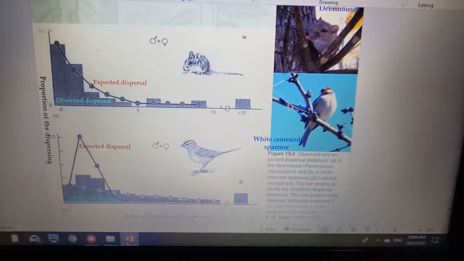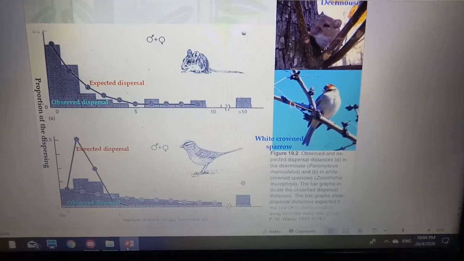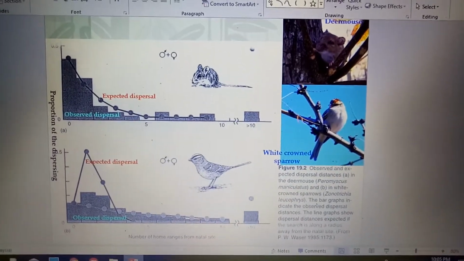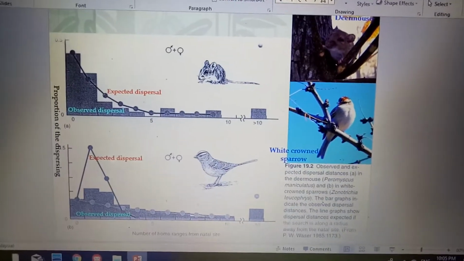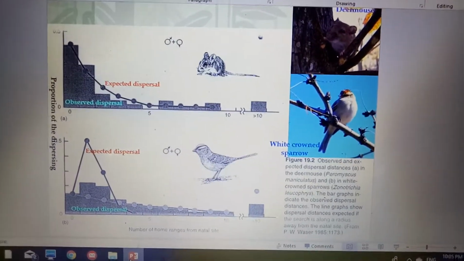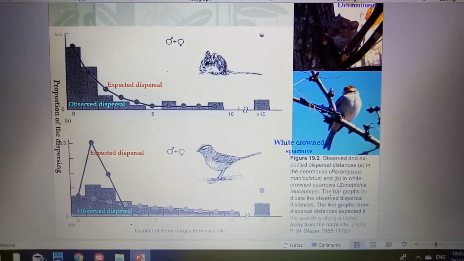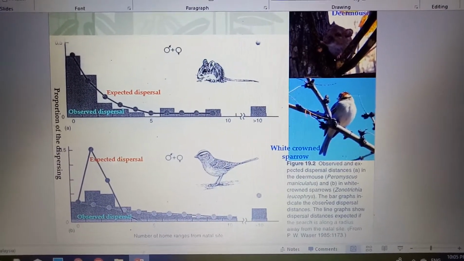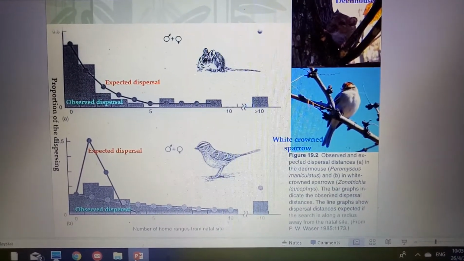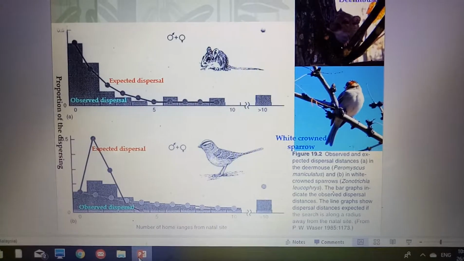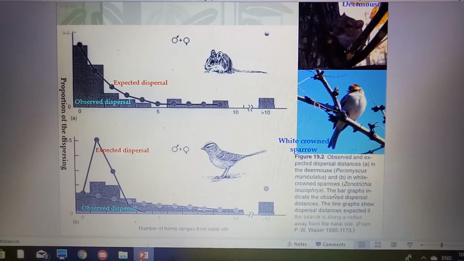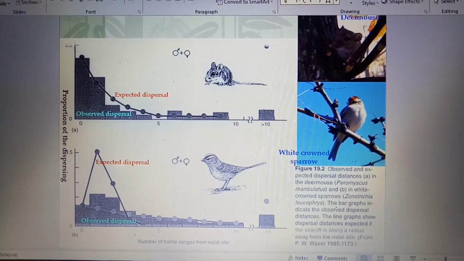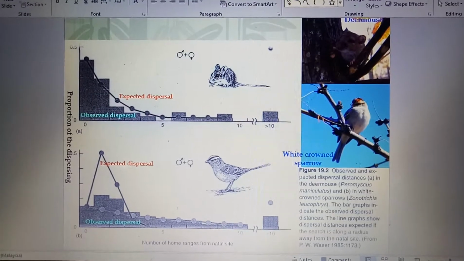Okay, this is another figure, 19.2, about observed and expected dispersal distances. For example, A in the deer mouse, and B in the white-crowned sparrows. The bar graph indicates the observed dispersal distances. The line graph shows dispersal distances expected if the search is along a radius away from the natal site.